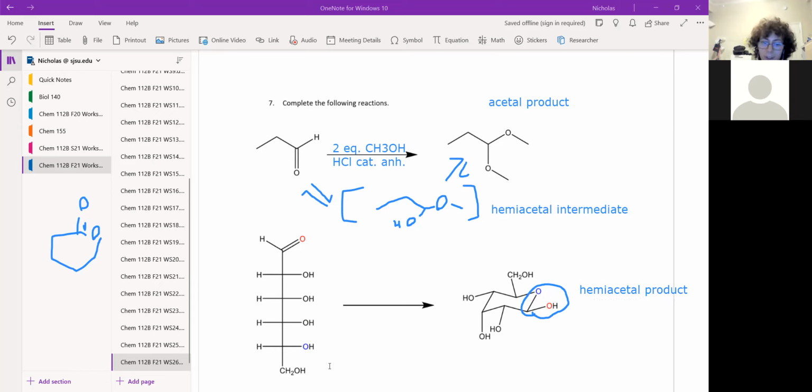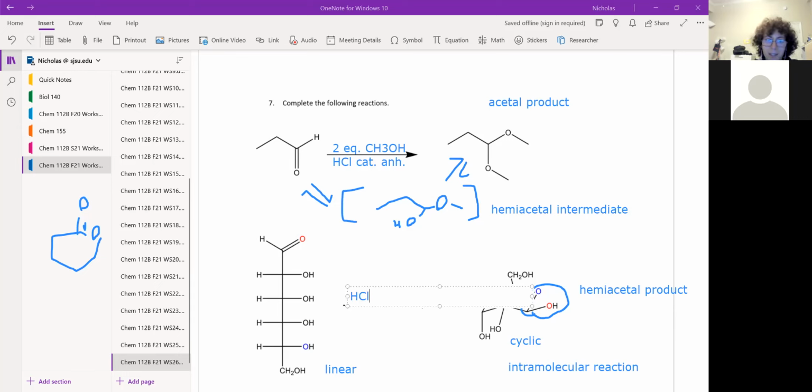And we went from a linear structure to a cyclic one. So that means you did some sort of intramolecular reaction here. Because of that, you have the molecules you need to react already, you just need to give them the right conditions. So you just have to put the conditions required to make these react.